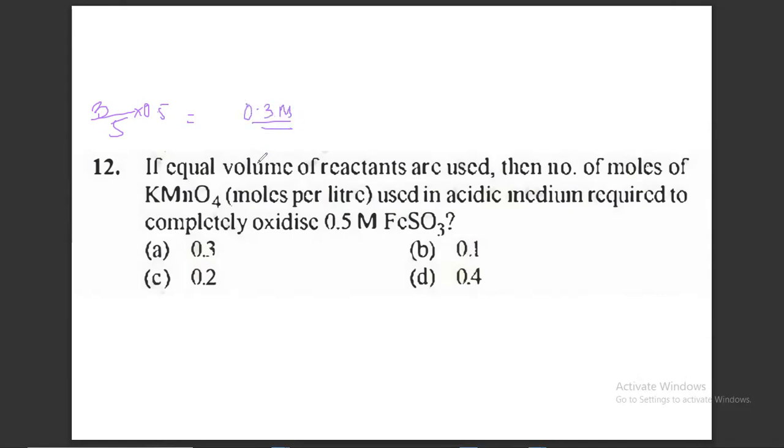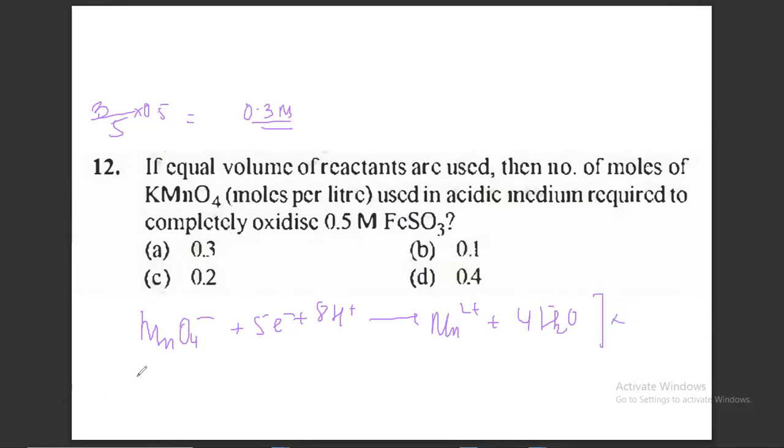Okay. So permanganate gives this reaction after oxidation. Permanganate, after gaining electrons in acidic medium, gives you manganese ion and water molecules.